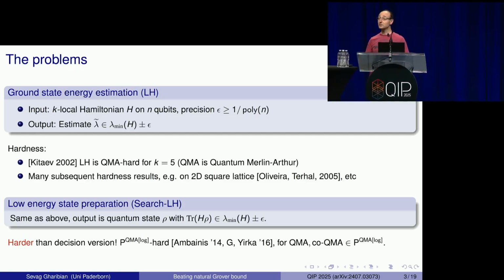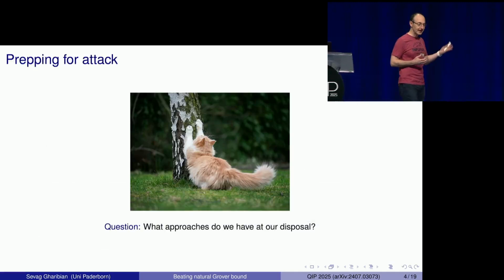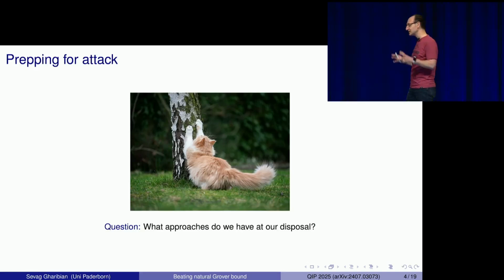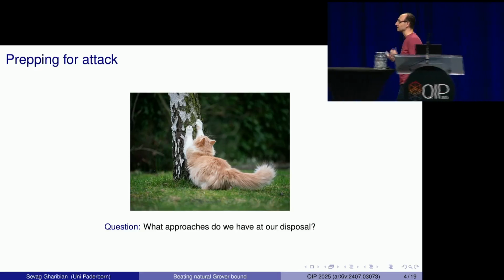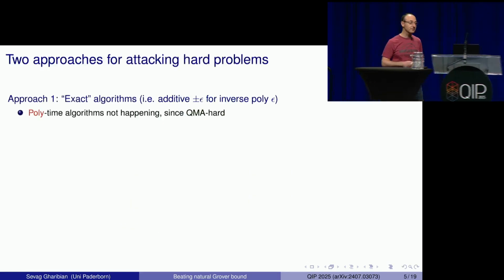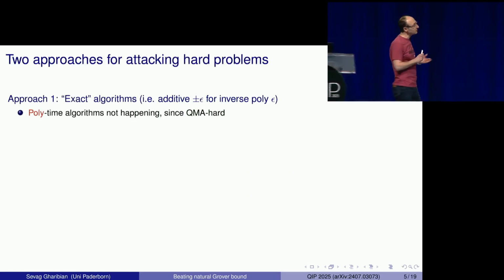Good, so these are the problems we have. They're hard problems, so now we have to ready our tools, right? This is a cat, and you might think that this cat is relaxing, but I'm told it's actually sharpening its claws. So that's what we're going to do. We're going to get ready for attack. What approaches do we have to solve these hard problems? In computer science, we have three main approaches. I'll just talk about two of them.